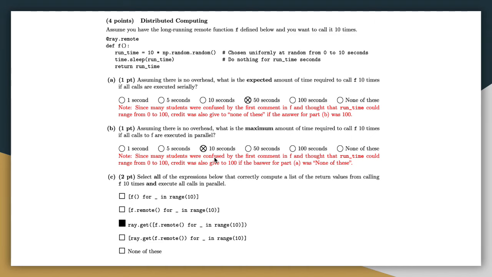But if we're doing these all in parallel, then the amount of time that it takes to call f 10 times or 100 times or even 5,000 times is just the same time as it takes to call f one time, because we're doing every call to f at the same time. And so then the maximum time just becomes 10 seconds. Okay. Any questions about parts A or B?